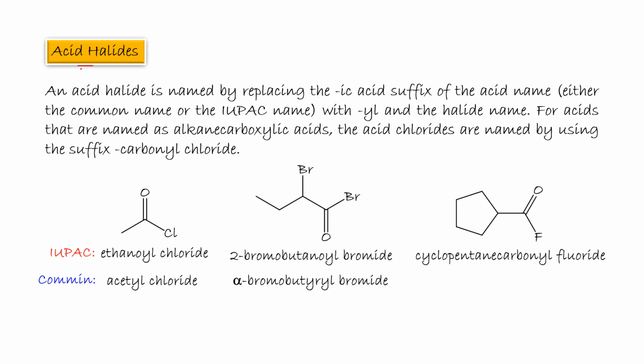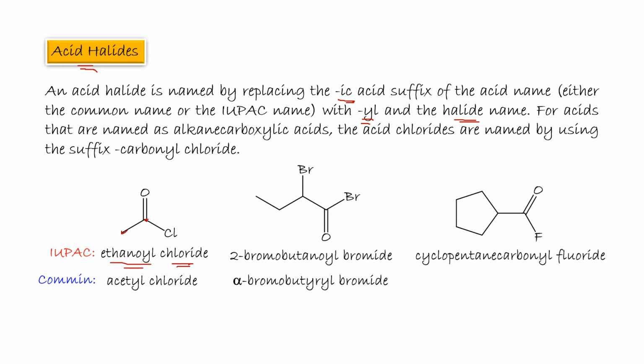Acid halides. RC double bond O Cl is named by replacing the -ic suffix, in either common name or IUPAC, with -yl, and then writing the halide name. Here we have 1, 2. It is ethanoic acid. Take the -ic out and put -yl. So it will be ethanoyl chloride. What about the common name?